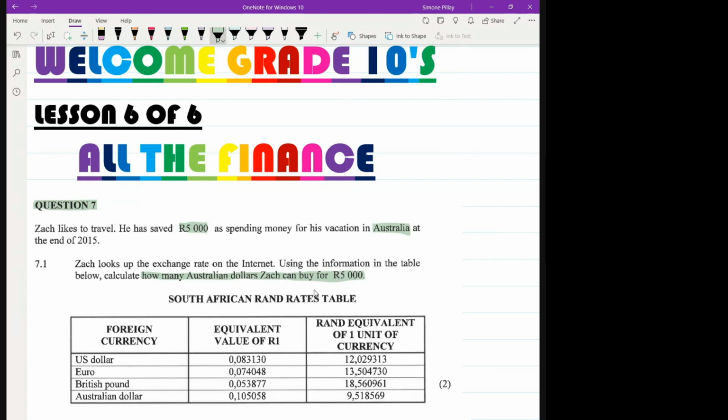Now, first things first, I can see they've given me the exchange rate here to the equivalent of 1 Rand, and then the Rand equivalent of 1 unit of our foreign currency. So what are we thinking? Anybody want to tell me what they would do here?